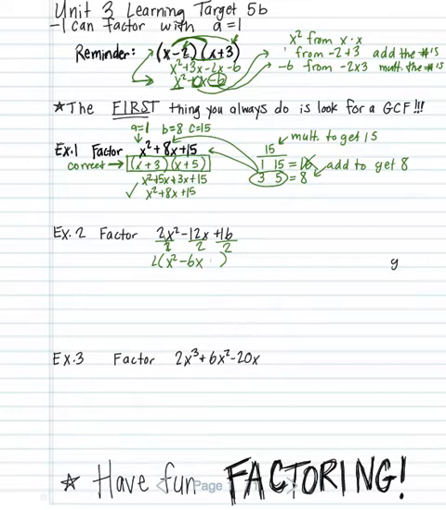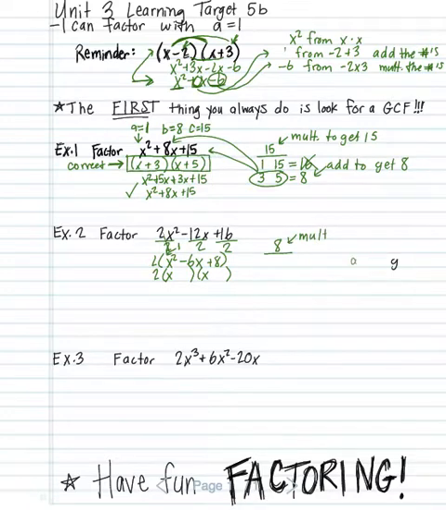We want to add to get negative 6. I wrote that down wrong. So we want to add to get negative 6. We know that 2 times 4 is 8. If we add those together, we get 6, but we want it to be negative 6. So if we change both of those to negative, when we multiply those, we get positive 8. When we add those together, we're going to get negative 6. So this is what those two numbers need to look like. A minus 2 and a minus 4.